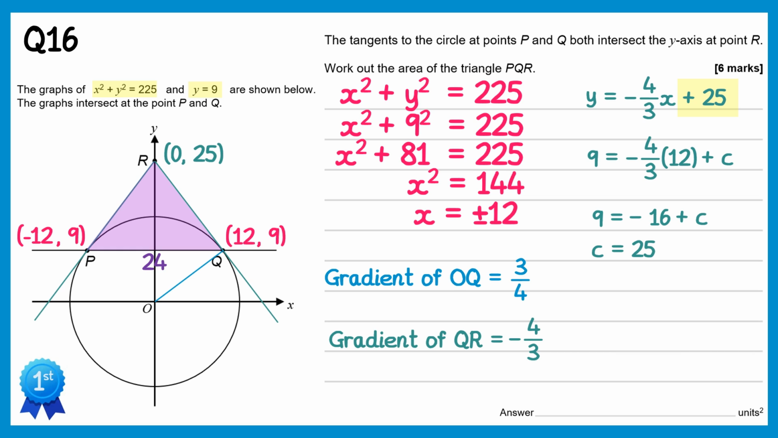Well, if the horizontal line is at a y value of 9 and R's y value is 25, the vertical distance of that triangle must be 25 take away 9, which is 16. So to work out the area of that triangle, we can use the formula 1/2 times the base, which is 24, times the perpendicular height, which is 16. You can type this into your calculator and you get the answer 192 square units.